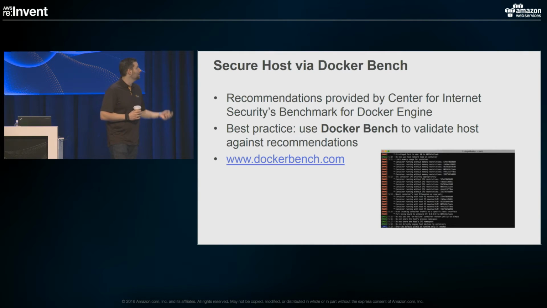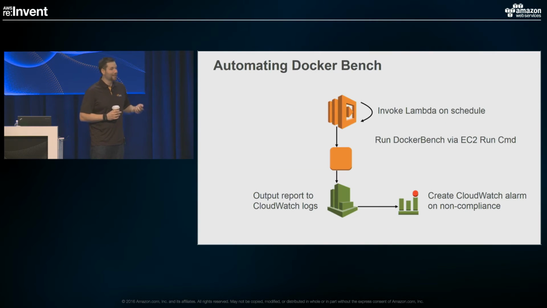One way to do that is Docker Bench. It's recommended by CIS, the Center for Internet Security, for benchmarking Docker images and the Docker engine. You can basically use that to validate your host against the best recommendations in Docker Bench. You can build that into a pipeline using, for example, Lambda. So just invoke Lambda on a schedule, set it up to run once a day, once an hour, whatever it is, depending on how often you add new container builds.